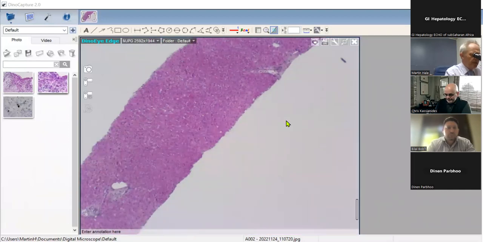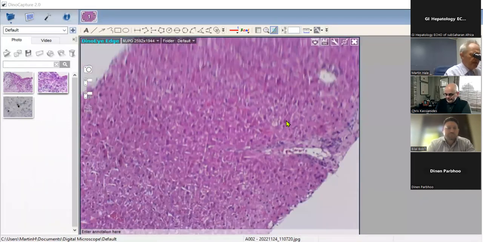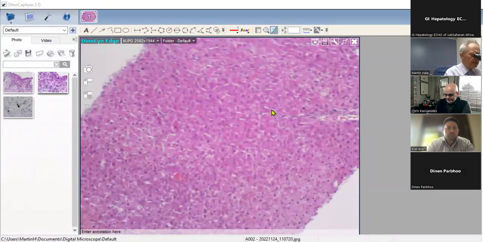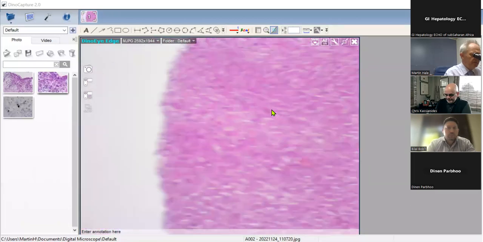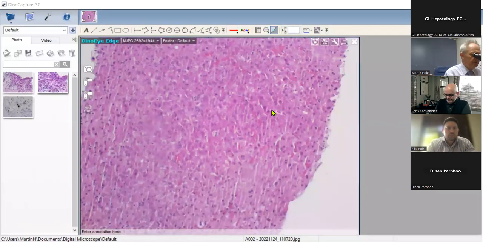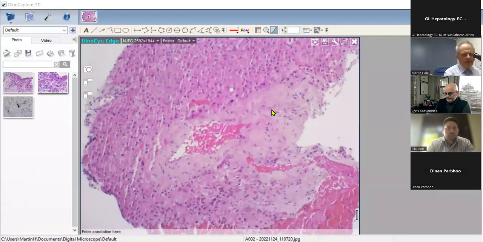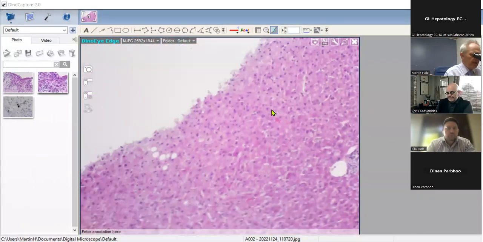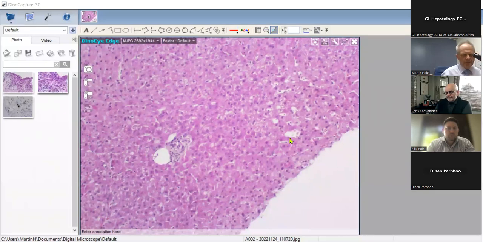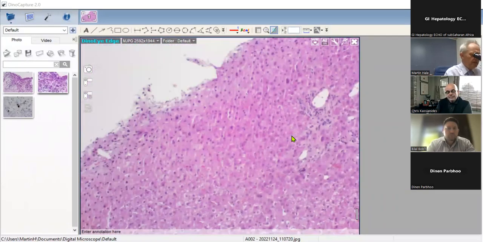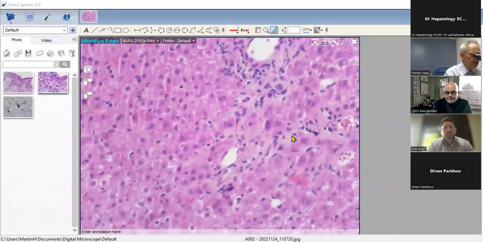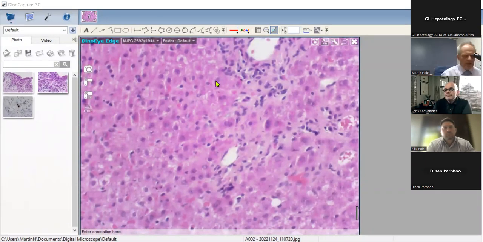And if we look at the architecture, you can see that it is fine. We've got a portal tract there, and we've got a central vein. There's a central vein there. That looks okay. Another portal tract there. I think this is probably a central vein. Looks all right. There's no significant expansion of the portal tracts, and there's a little bit of biductular perforation.